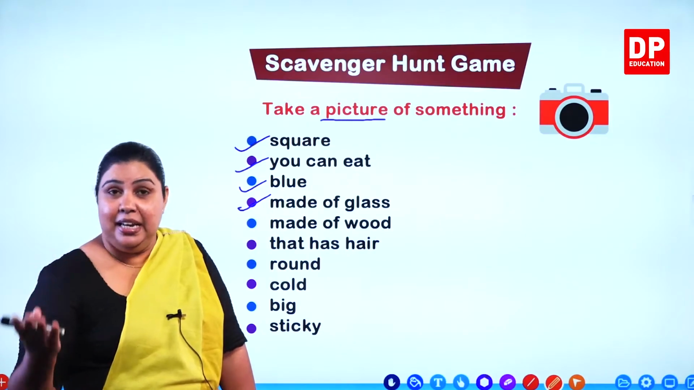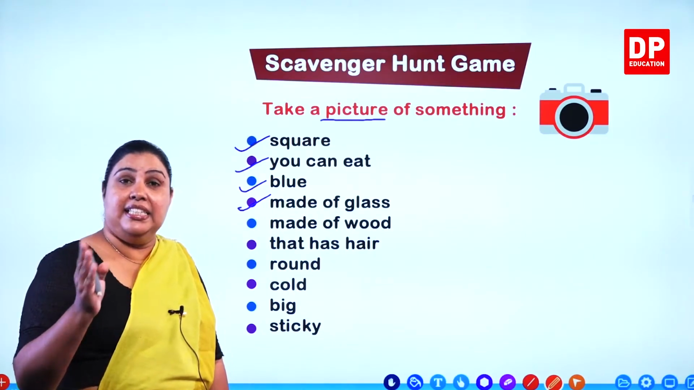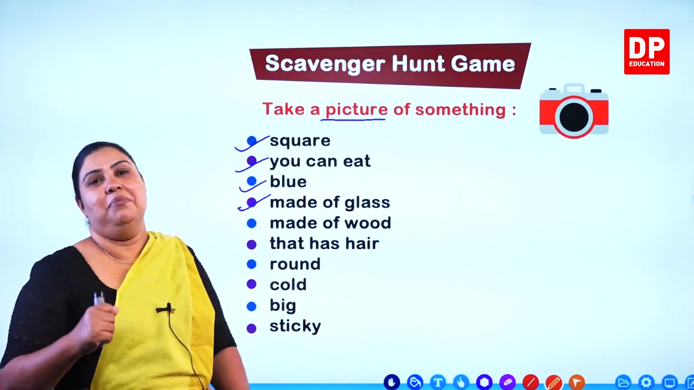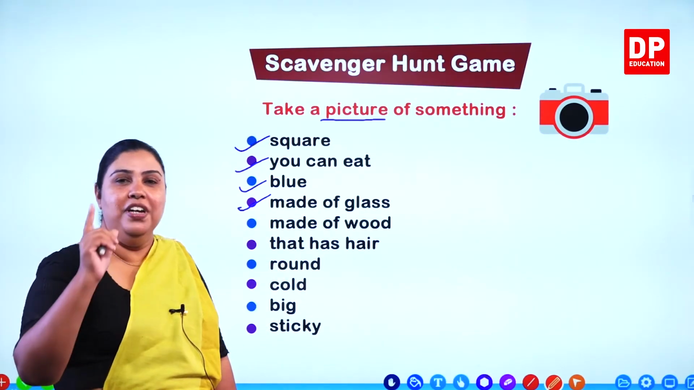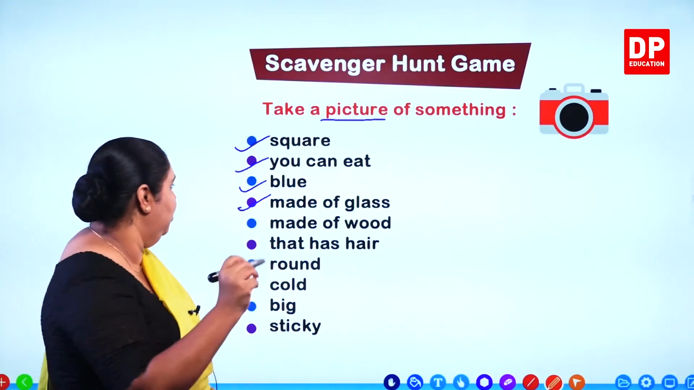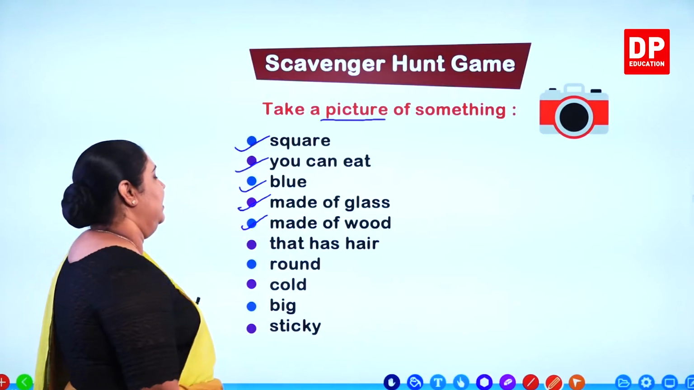So there are tables and chairs, desks. Then there are beds, cupboards. All those things are made of wood. So you can take a picture of anything that is made of wood. You have to take a picture and then you can tick it off like this.